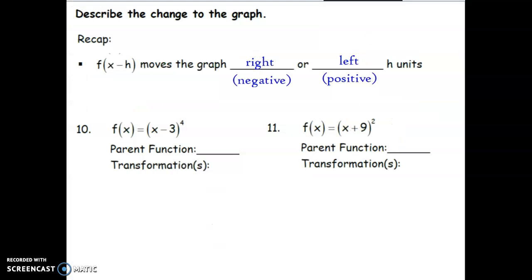Okay, let's try these. So looking at number 10, this time do you guys see that my 3 is on the inside of the function? So if I want to look at this one, the parent function is still x to the 4th. It's just plain x on the parent function. But the transformation, what does that negative 3 do to the graph? Well, it should move the whole graph to the right 3. Okay, let's look on our calculator and see if that was right.